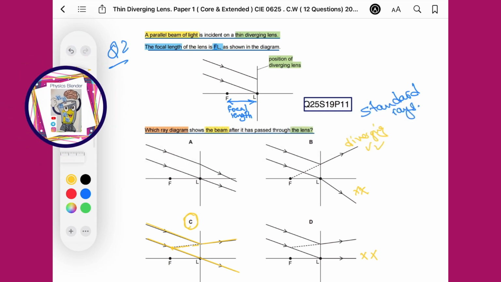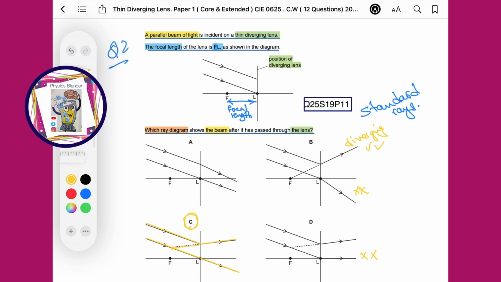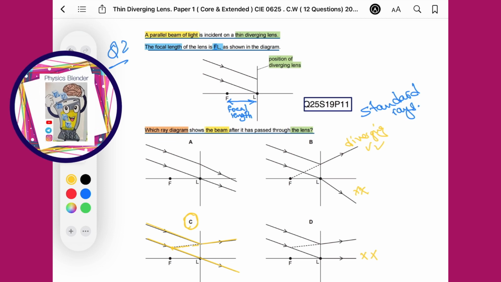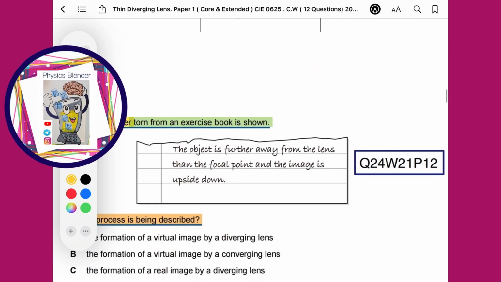So please, you have to follow the standard rays. In case of diverging lenses, any light ray parallel to the principal axis will diverge, but its extension will pass through the focus, and this will be repeated in next questions. Okay, question 3.